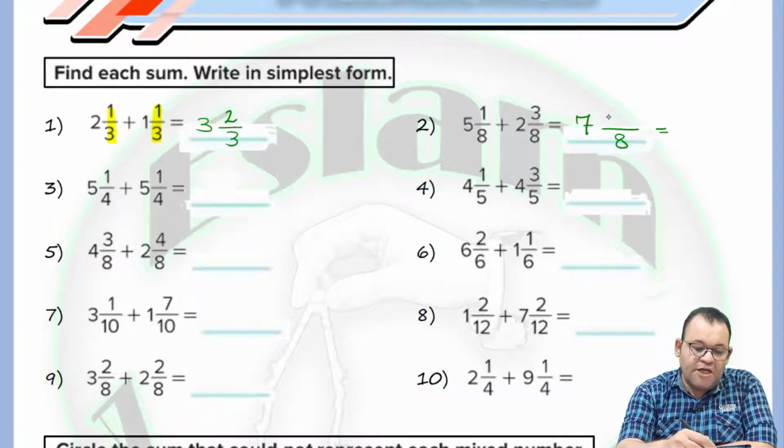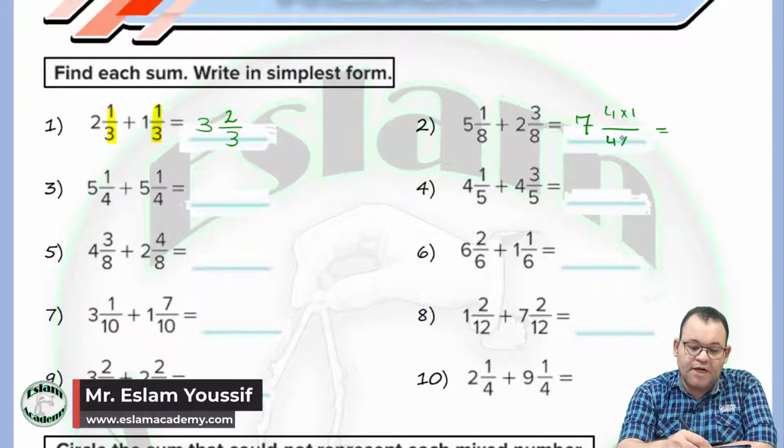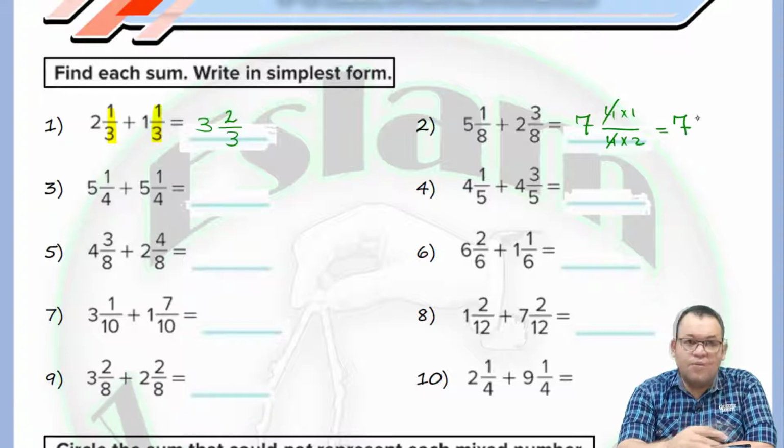We can write 4 as 4 multiplied by 1, and we can write 8 as 4 multiplied by 2. Cancel out 4 and 4, so the answer in the simplest form: the whole number will be the same, there is no change. So just write 7, and the remainder for the fraction will be 1 over 2.